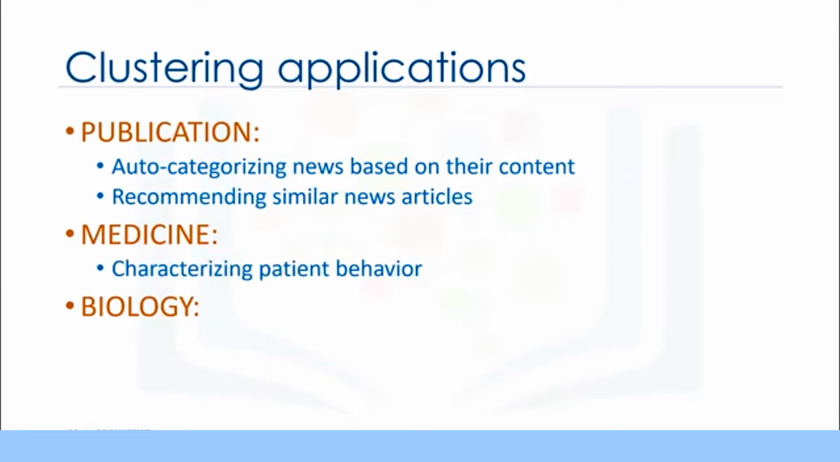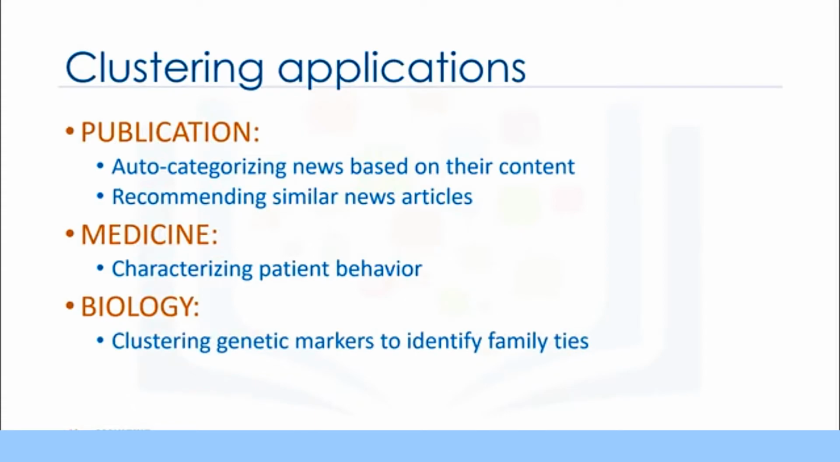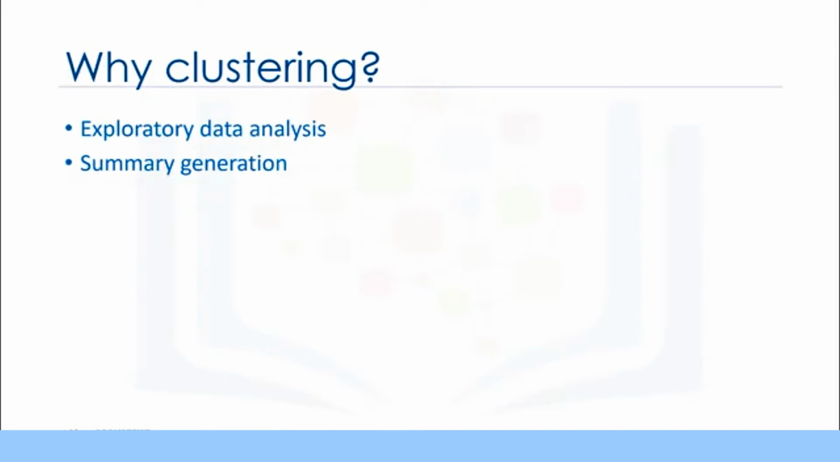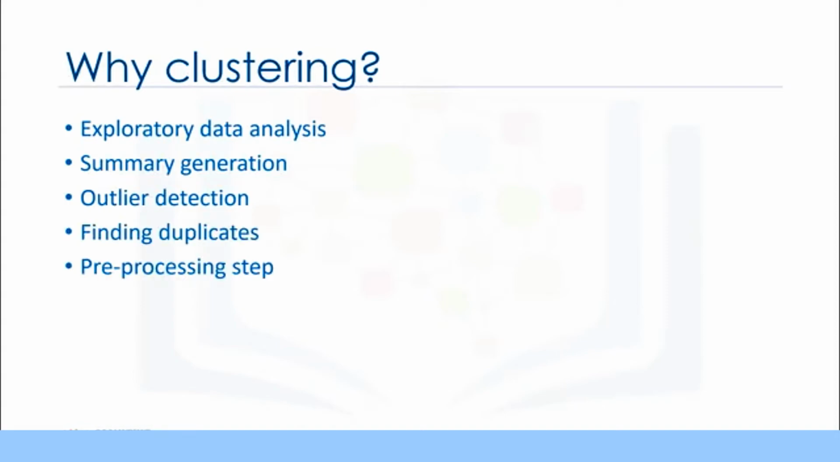In medicine, it can be used to characterize patient behavior based on their similar characteristics, so as to identify successful medical therapies for different illnesses. Or in biology, clustering is used to group genes with similar expression patterns or to cluster genetic markers to identify family ties. If you look around, you can find many other applications of clustering, but generally, clustering can be used for one of the following purposes: exploratory data analysis, summary generation or reducing the scale, outlier detection, especially to be used for fraud detection or noise removal, finding duplicates in datasets, or as a pre-processing step for either prediction, other data mining tasks, or as part of a complex system.